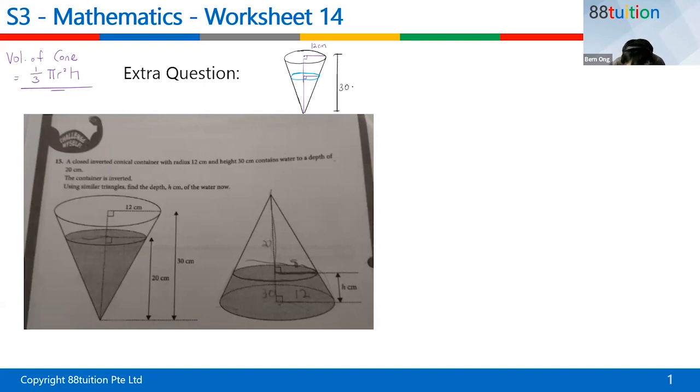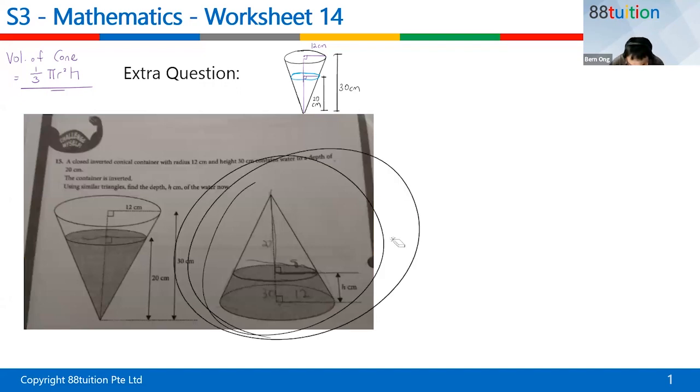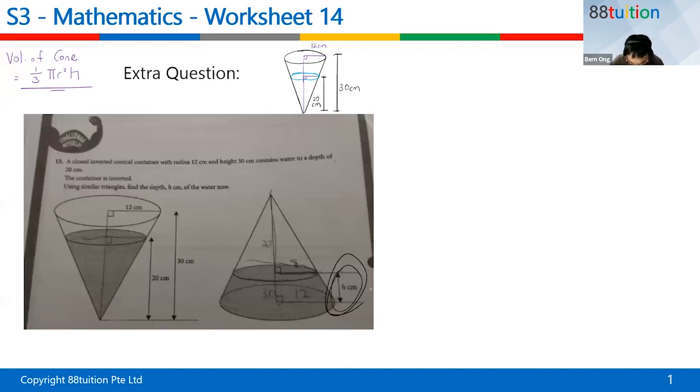The height 30 is the entire container, the entire cone, the height of the cone. And down here is the depth of the water, the height of the water, which is 20. After that, we turn it upside down. After we turn it upside down like this, we are supposed to find what's the h.